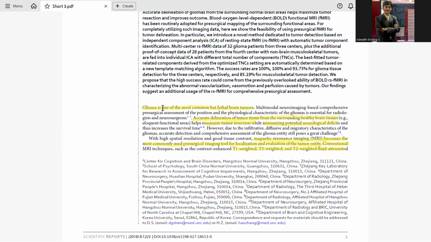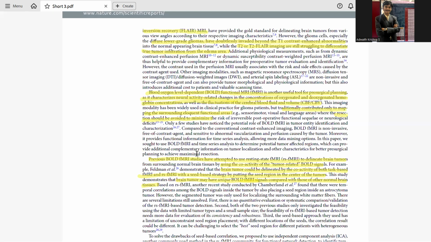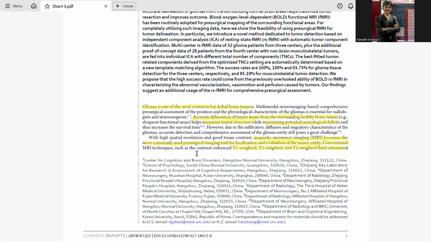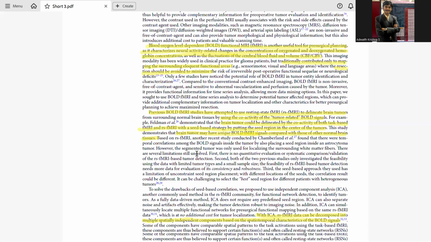As we all know, glioma is one of the most common but lethal brain tumors. And accurate delineation of tumor tissue from the surrounding tissue maximizes resection without causing much deficit in a normal person. So, MRI is one of the commonly used pre-surgical imaging tools for localization and evaluation of the tumor entity. And the conventional options include T1, T2 and T2 fluid attenuated.